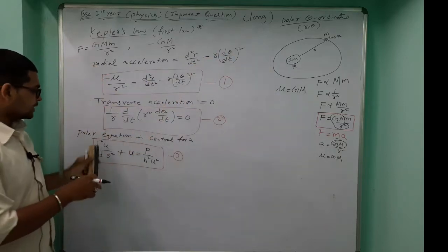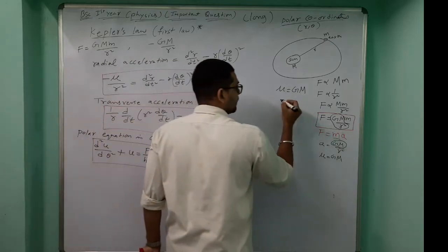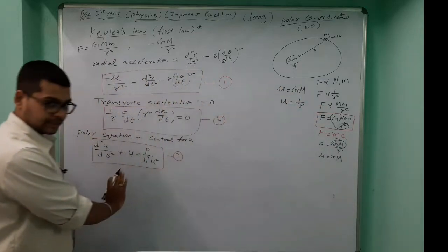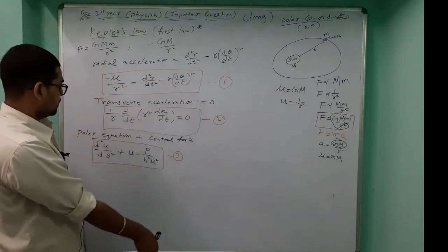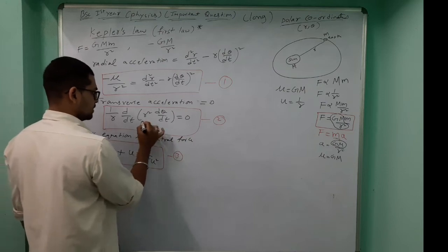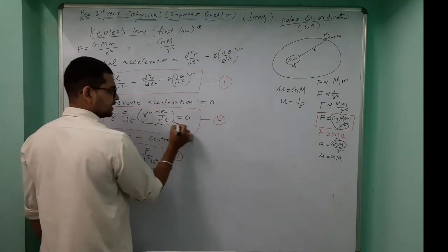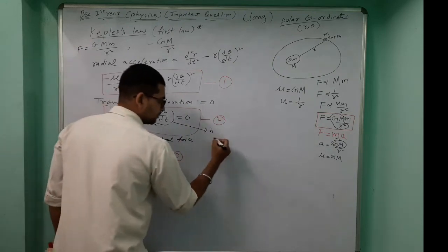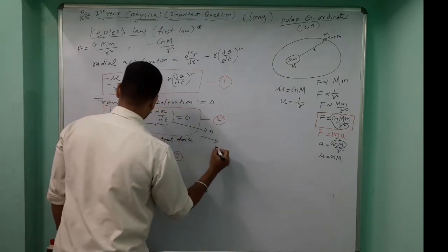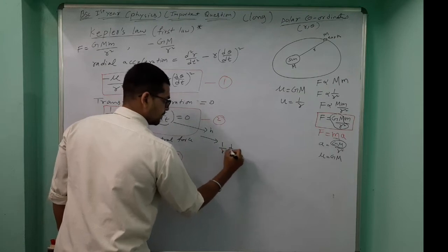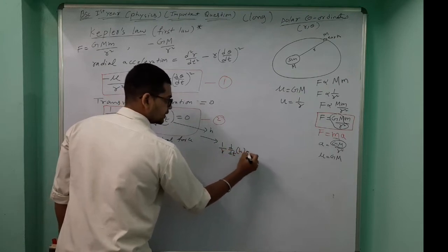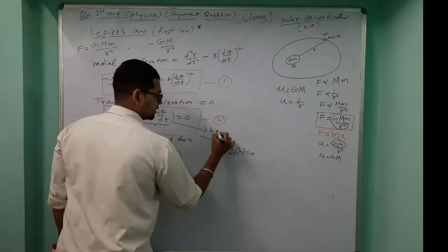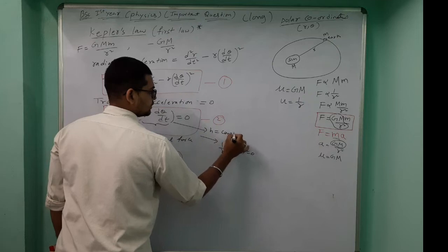Now u is nothing but the inverse of r. For simplicity, we are writing it like this. And this is a constant, so I am taking this as h. So what will this equation become? This equation will become like this: 1 by r d by dt of h is equal to 0. So h is nothing but a constant.